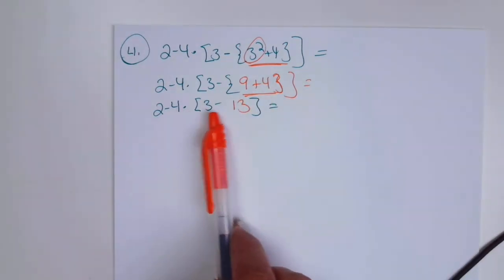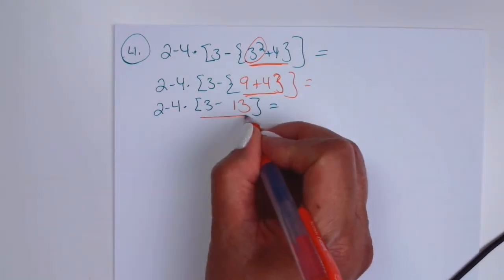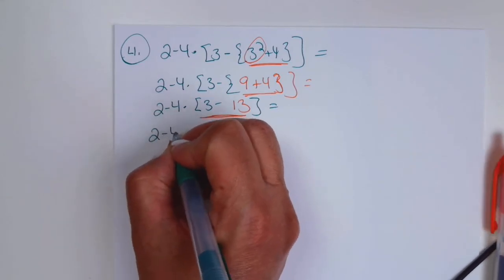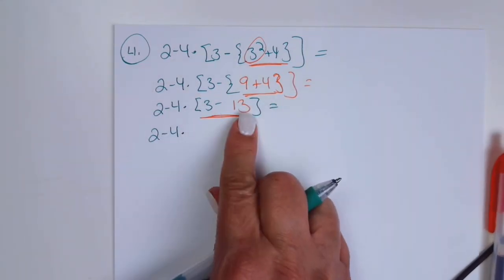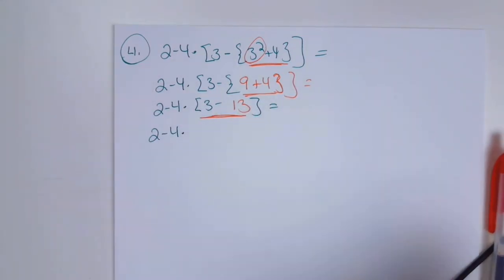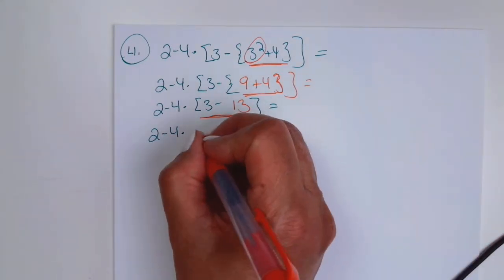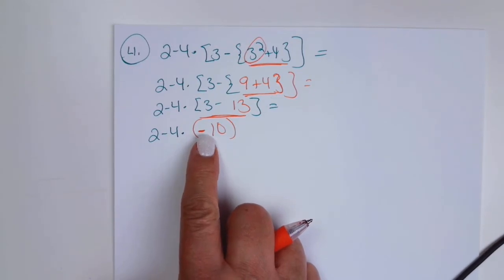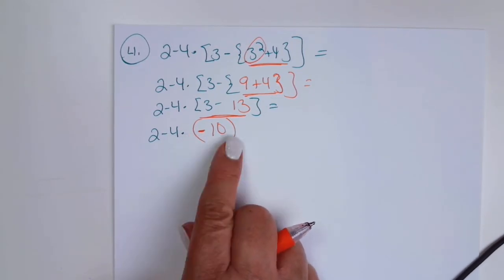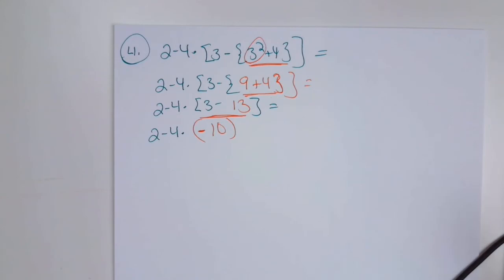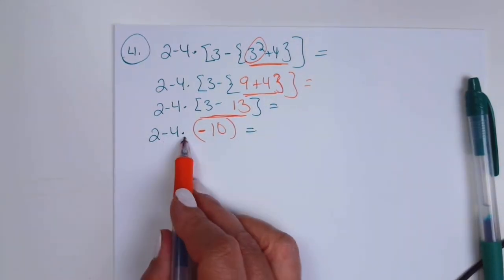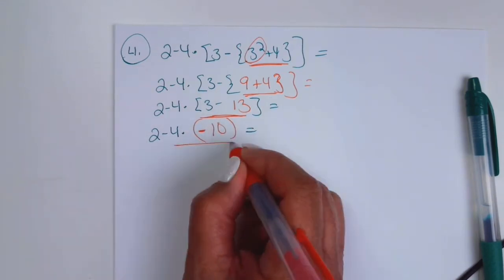Next, we have the brackets that we need to get rid of. So we're going to do this 3 minus 13. So we have 2 minus 4 times 3 minus 13 is negative 10. So that means that since we have a negative sign in front of it, we need to put it inside the parentheses. And here we have a subtraction and a multiplication. We're going to do the multiplication first.